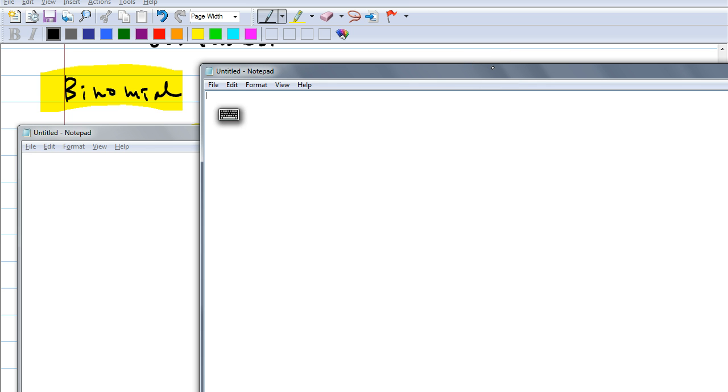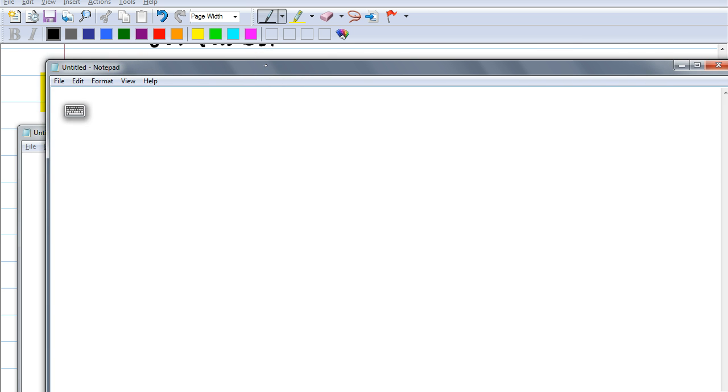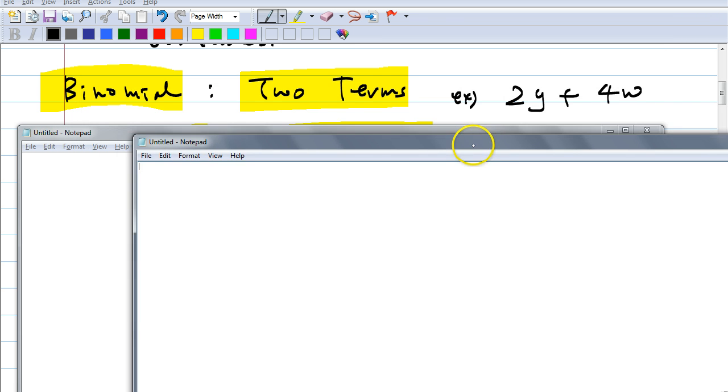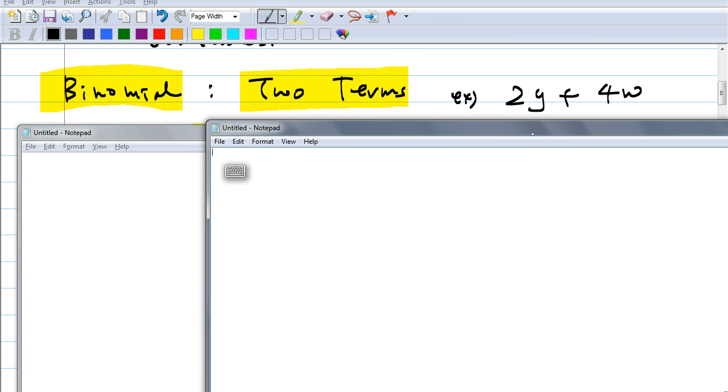Does anybody know what we call an expression with two terms? If an expression with one term is called a monomial, like mono, one, what about two terms? Binomial is correct. So here's an example. An expression with two terms is called a binomial: 2x plus 4w. That's an example.